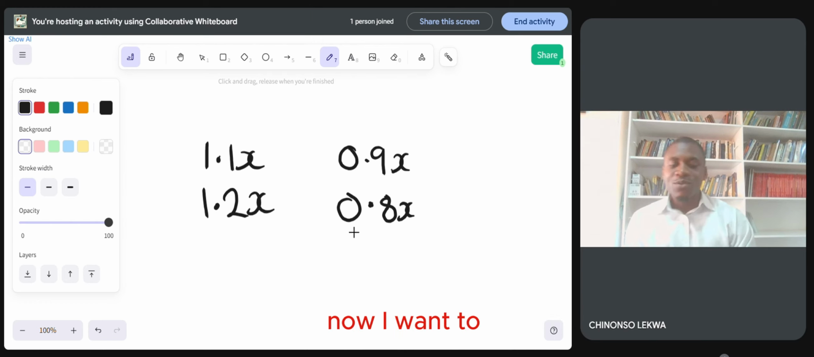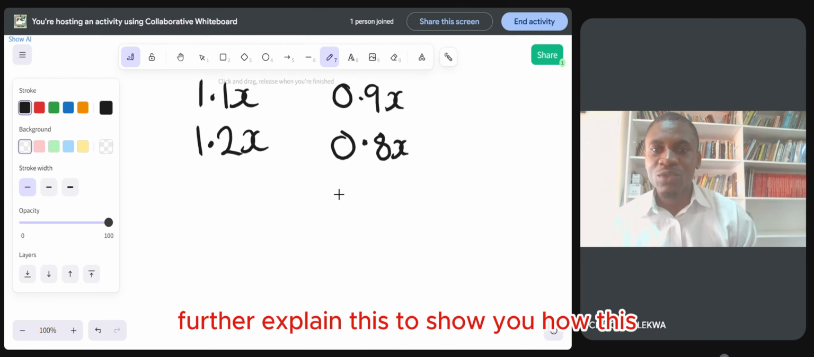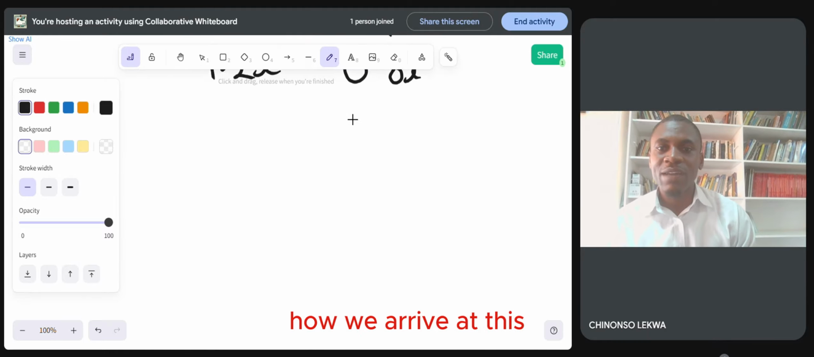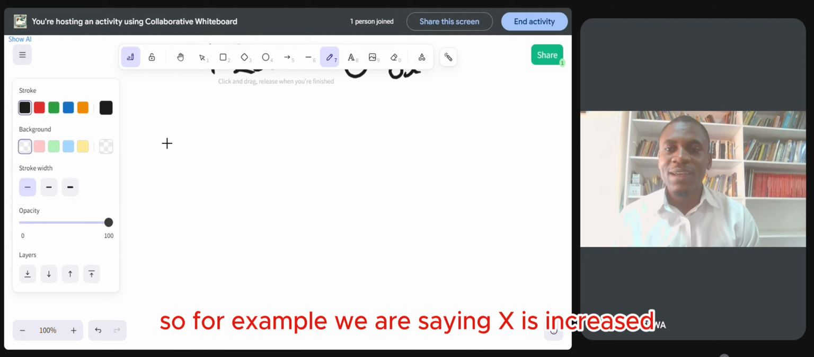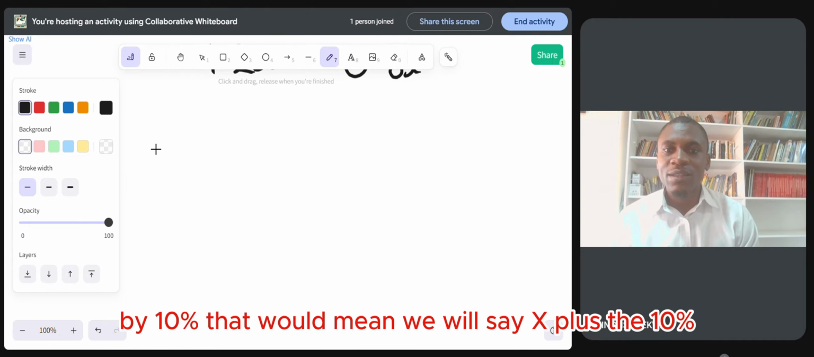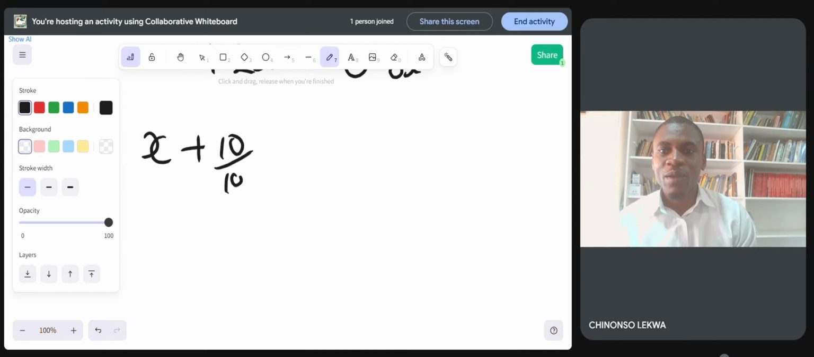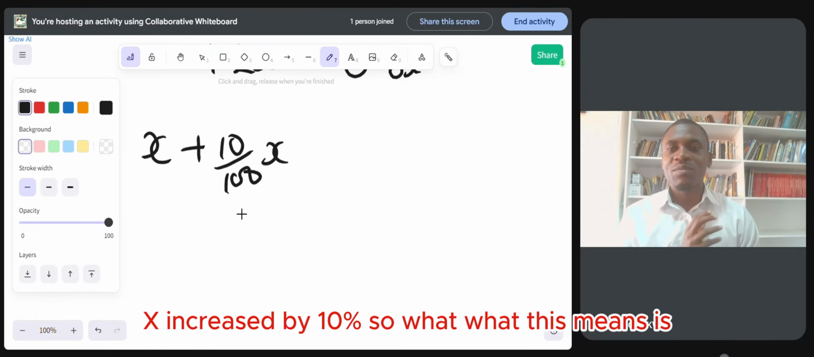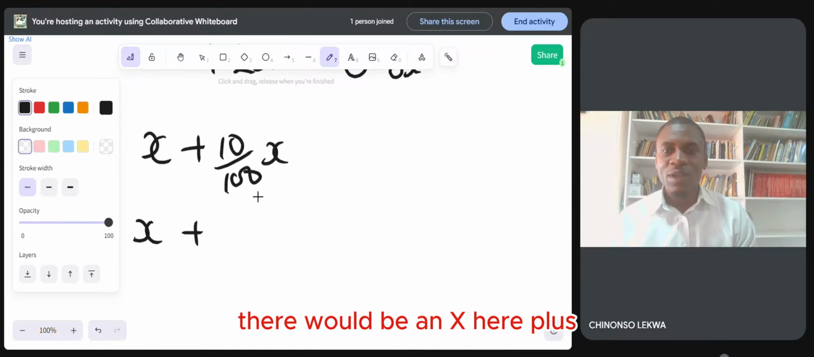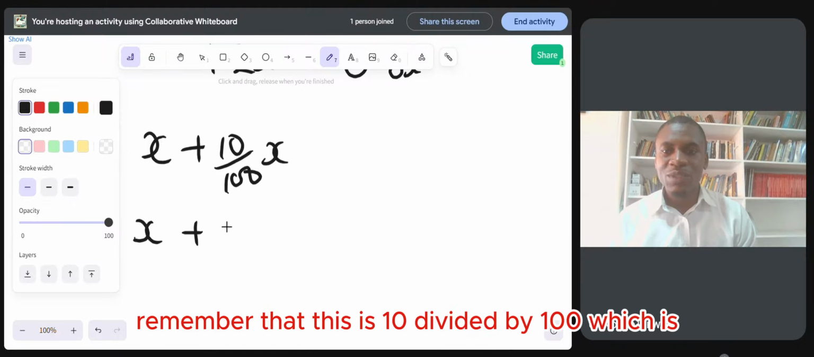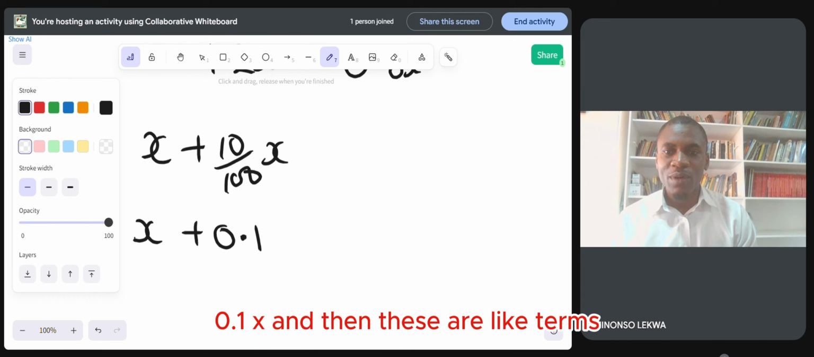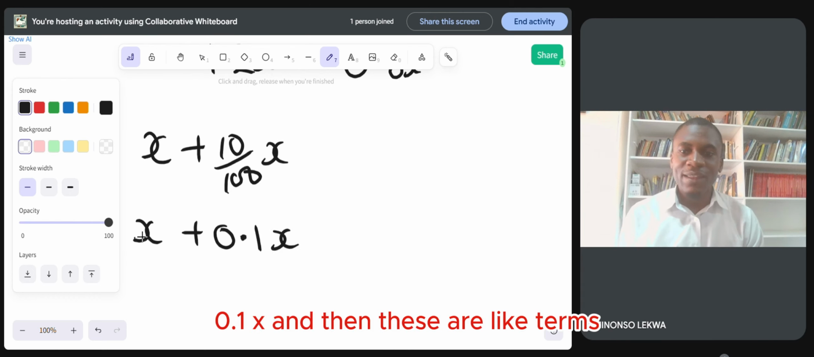Now I want to further explain this to show you how we arrive at this. Say for example, we are saying x is increased by 10%. That would mean we'll say x plus the 10% of the x, because we said x increased by 10%. So what this means is there would be an x here plus, remember that this is 10 divided by 100, which is 0.1x.